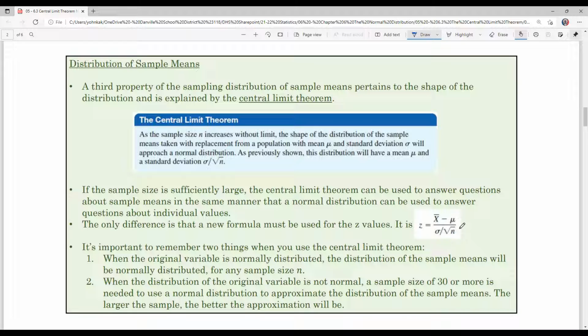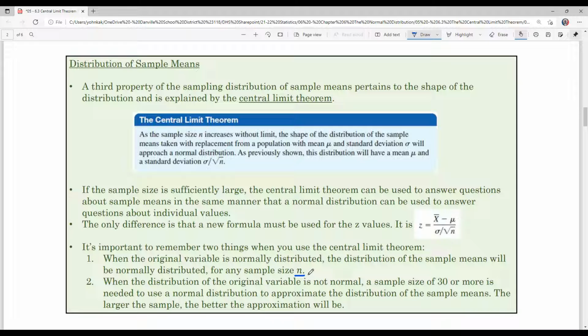Two important things to remember when you use the central limit theorem. First, when the original variable is normally distributed, the distribution of the sample means will be normally distributed for any size n. So if the population is normally distributed, then the distribution of the sample means will be normally distributed.